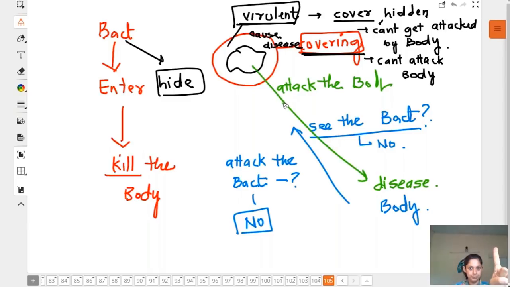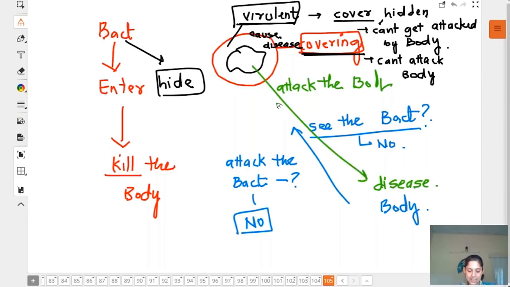There's a bacteria. The bacteria is covered on the outside. Because the bacteria is covered on the outside, the body can't see it. Because the body can't see it, the body can't attack it. But the bacteria can attack the body from the cover. It is hidden. It's like a bunker where a person is hiding, and you can't see the person, but the person can see you when they shoot at you. Is that clear, my dear children?